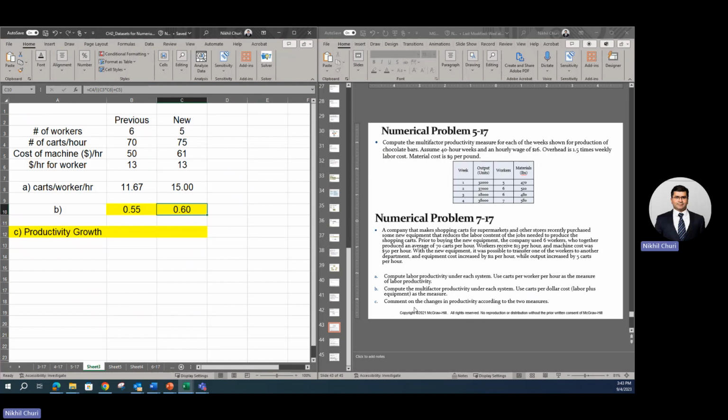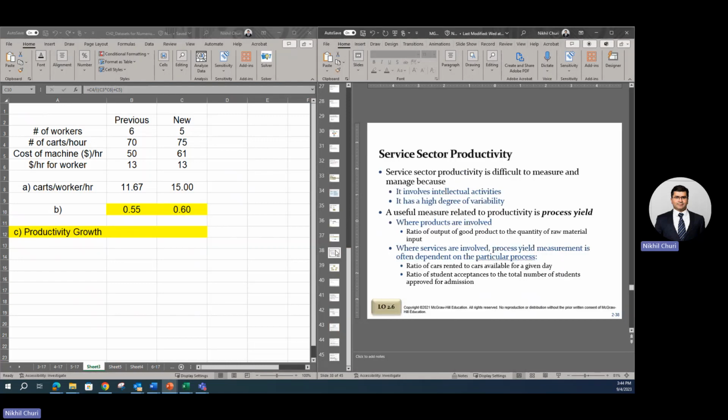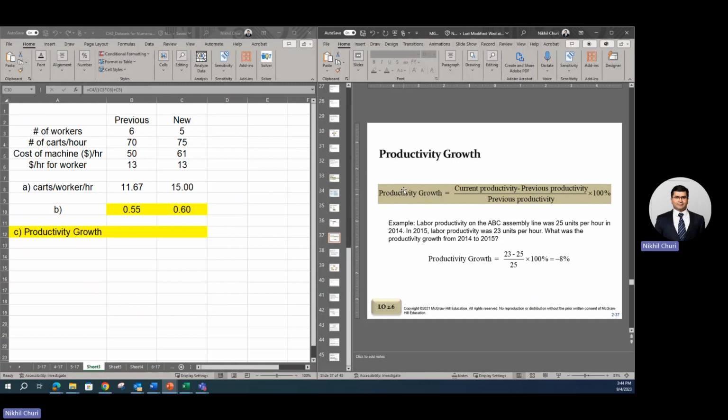Third question is comment on the changes in productivity according to the two measures. So I will go a few slides back and look for the productivity formula, which is I think here, not here. Yeah, here. So productivity growth, right? Current minus previous divided by previous into 100. That will give me my productivity growth.